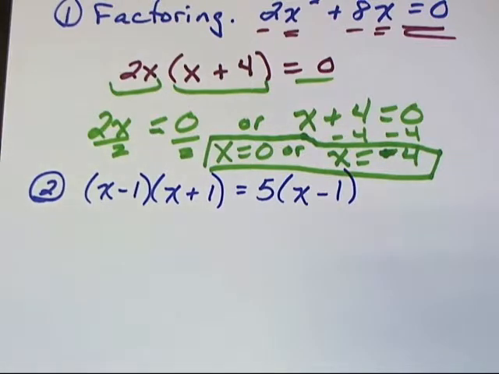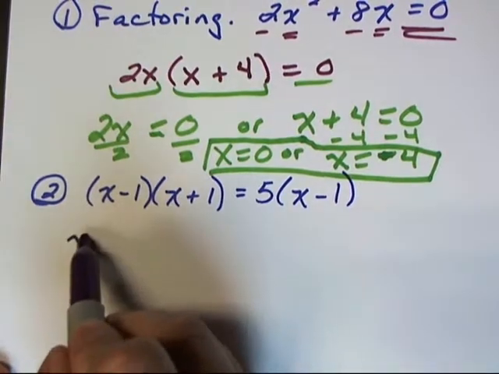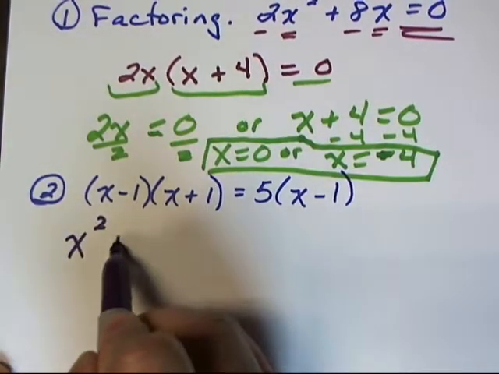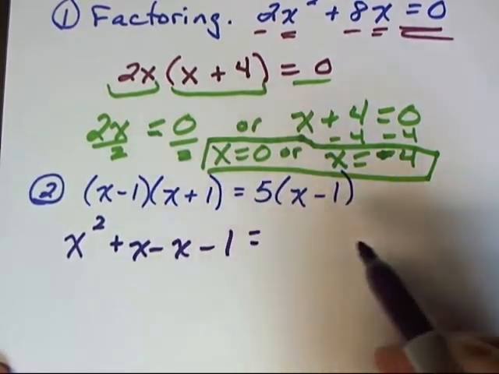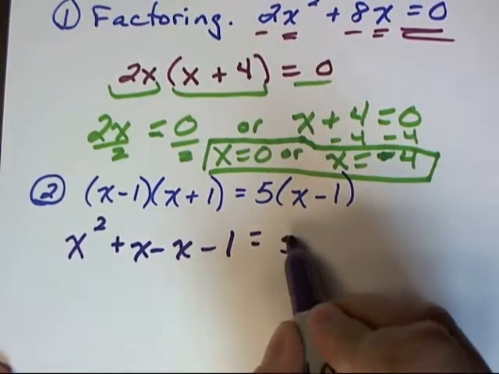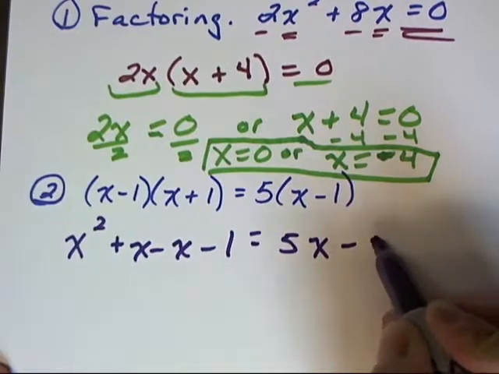So on the left side we have to do a little foiling. First, outer, inner, and then last. And on the right side we use our distributive property.